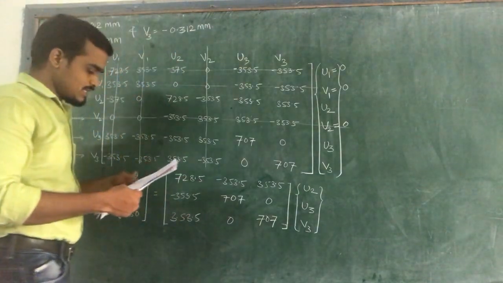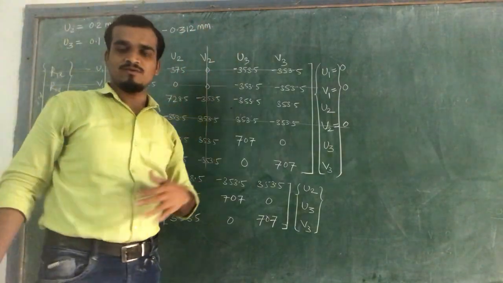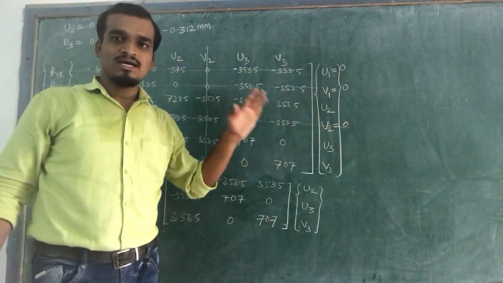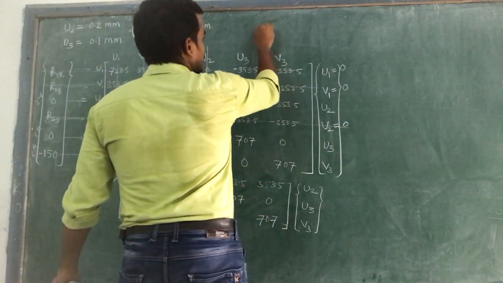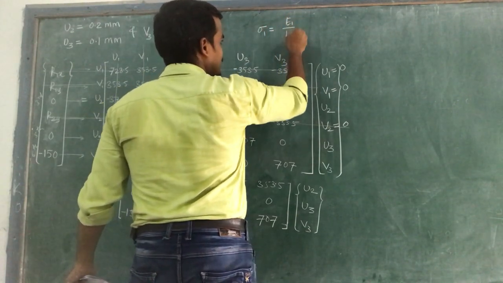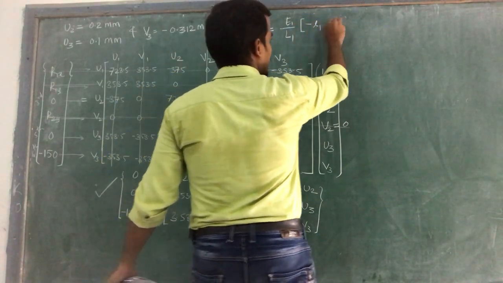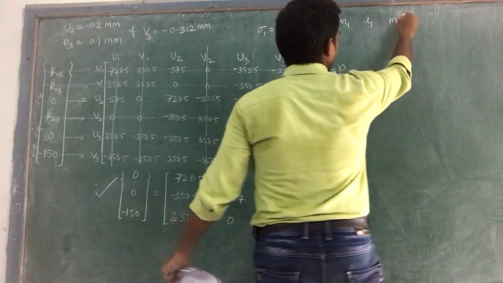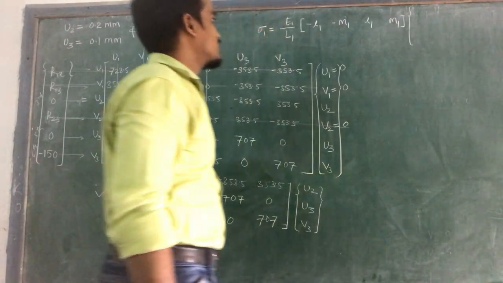Now, the first step was to find out the displacement values at each node. Now next is what? Find out the stresses in each element. So to find out the stresses in each element, we know the formula: sigma 1 is equal to E1 by this capital L1 into this matrix minus L1 minus M1 L1 M1 into the displacements related to your first element.